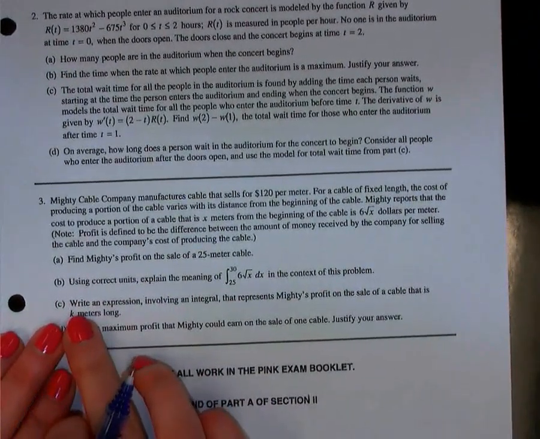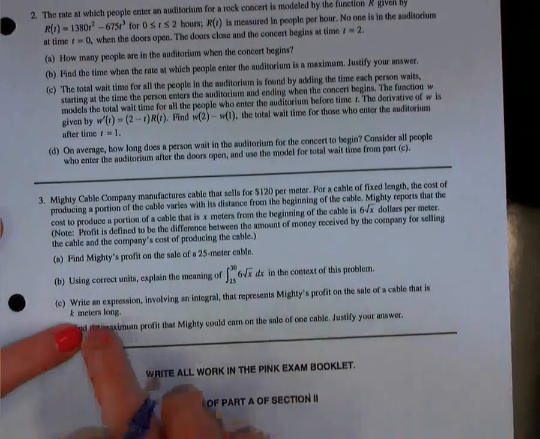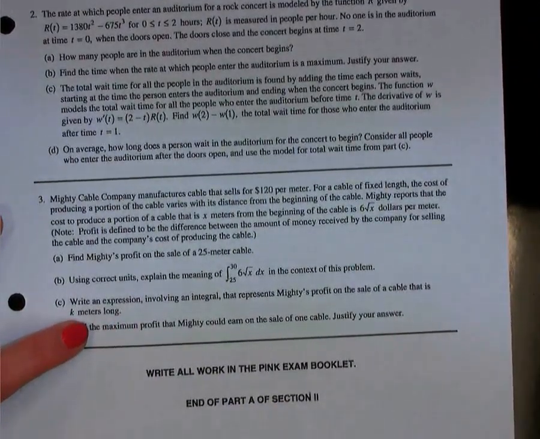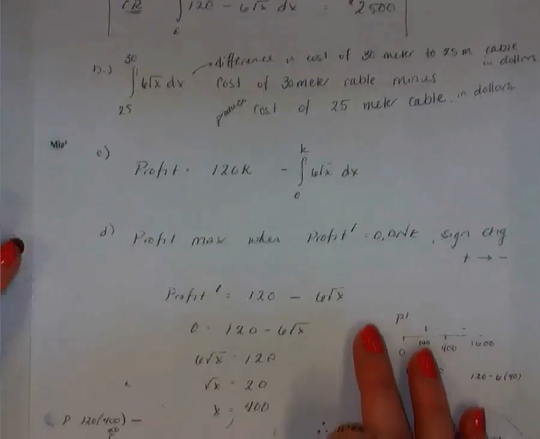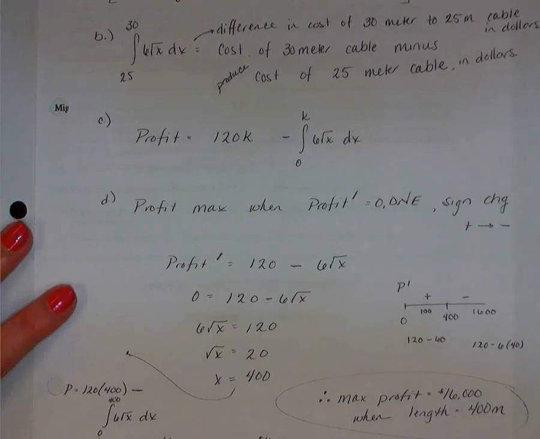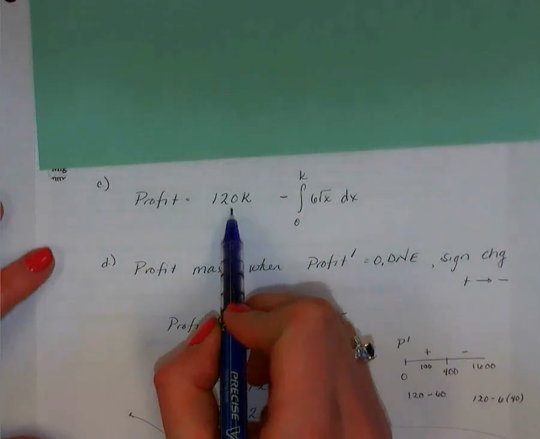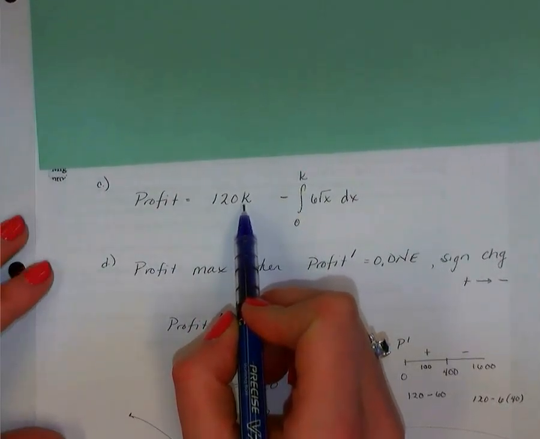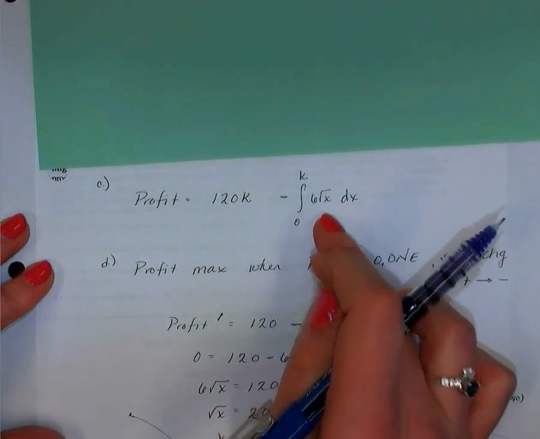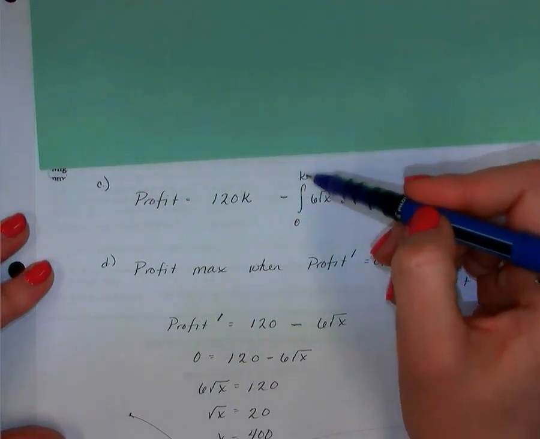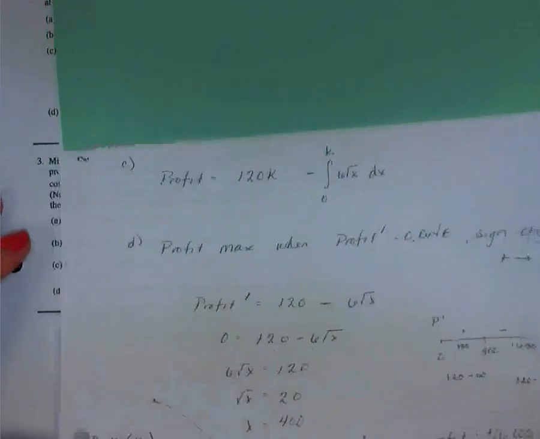Part C, write an expression involving an integral that represents the profit on the sale of a cable that's K meters long. So what I'm doing is I'm kind of using part A as my guide on this. To find the profit, I'm going to do $120 times whatever length the cable is, and I'm subtracting the amount of money that it costs to produce the cable. And that's the integral from 0 to K, whatever that length is, of 6√x dx. So that's your answer to part C.